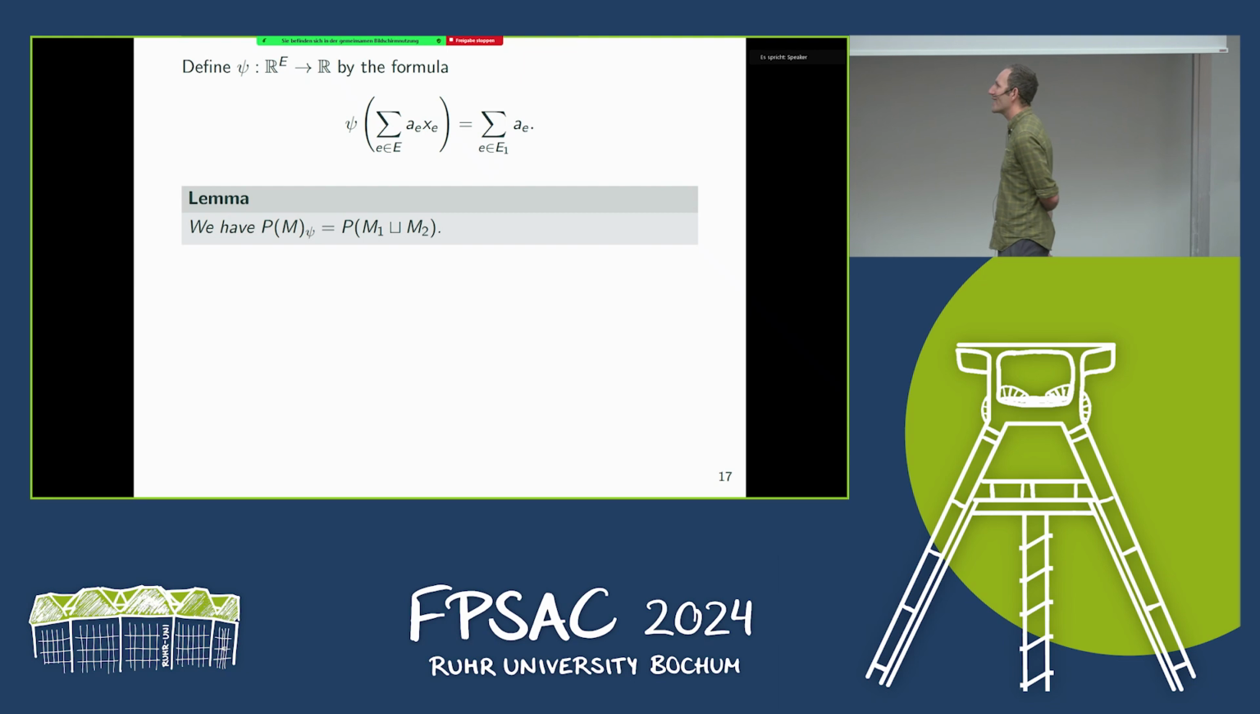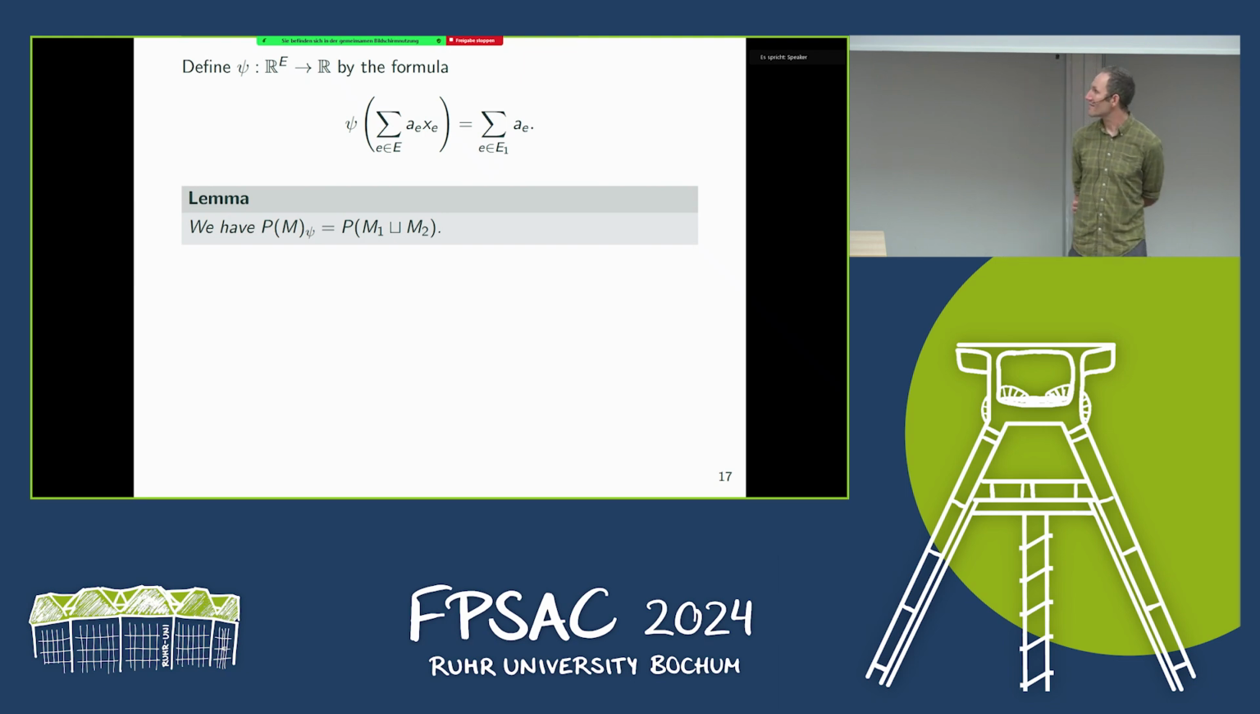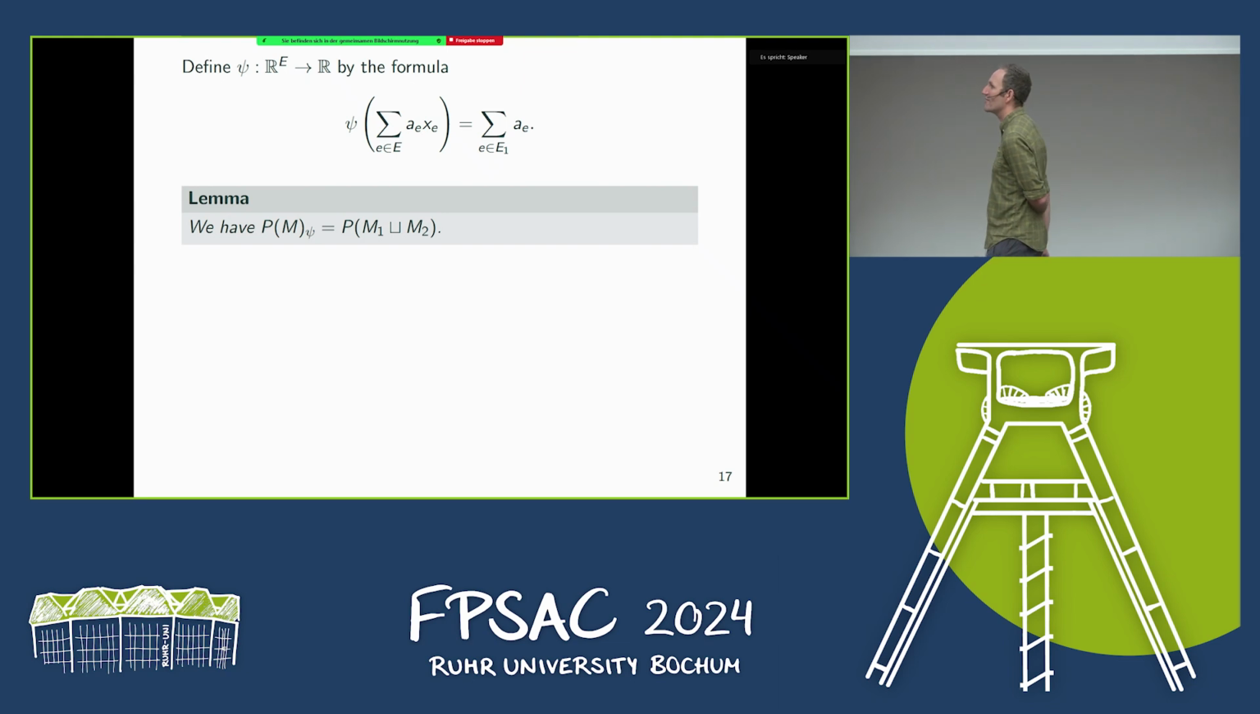So let me define a linear functional that just takes the sum of the E1 coordinates, right? I have a whole bunch of coordinates for E, which is E1 union E2, and I just take the sum of the E1 coordinates. So then when I do this trick of taking the face on which the linear functional is maximized, I end up getting exactly this subpolytope corresponding to the broken matroid. So the P of M1 disjoint union M2 turns out to be a face of P of M, and it's the face on which this linear functional is maximized.